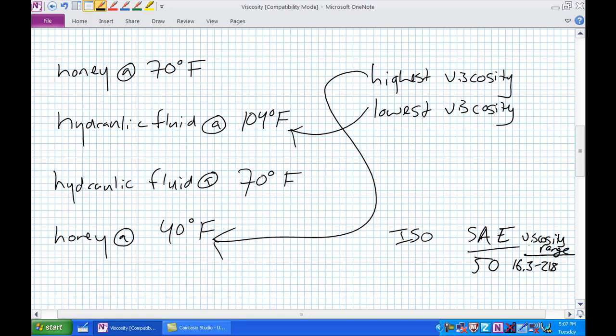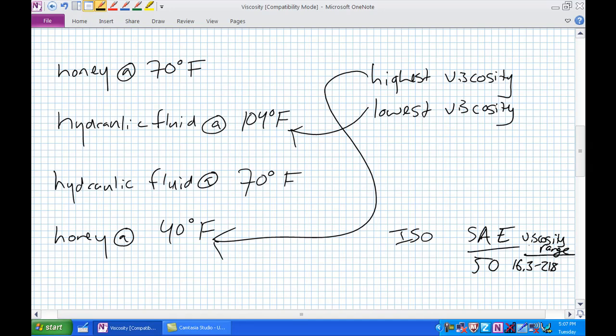Because we all know, again, for a particular substance, it has a range as you heat it up or cool it down. Okay, cool it down, you're increasing viscosity. Heat it up, decrease viscosity. Okay, so be aware that there are ranges.